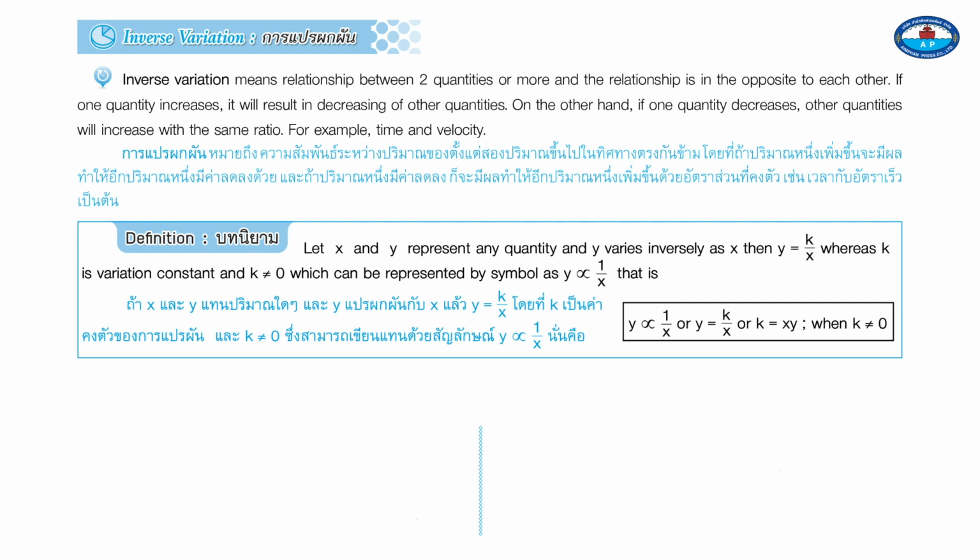Definition. Let x and y represent any quantities, and y varies inversely as x. Then y equals k over x, where k is the variation constant and k does not equal 0, which can be represented by symbols as y varies 1 over x, or y equals k over x, or k equals xy; k does not equal 0.